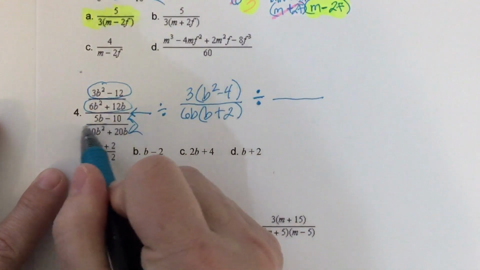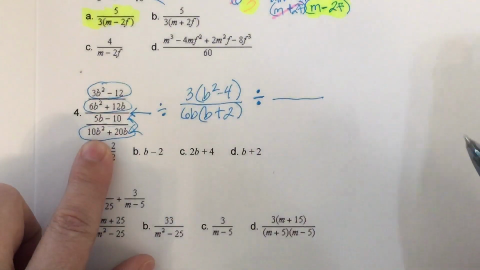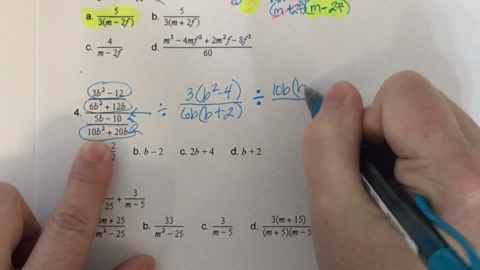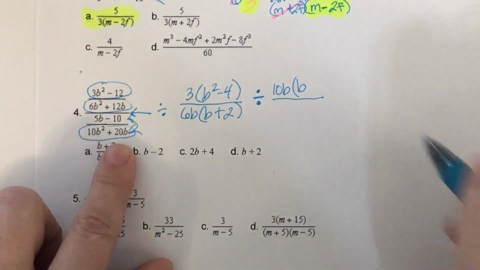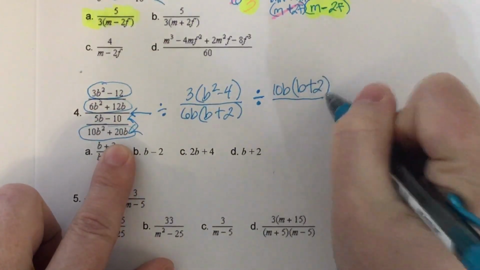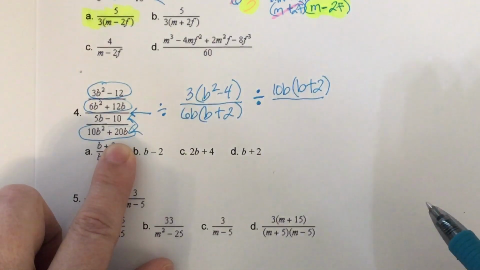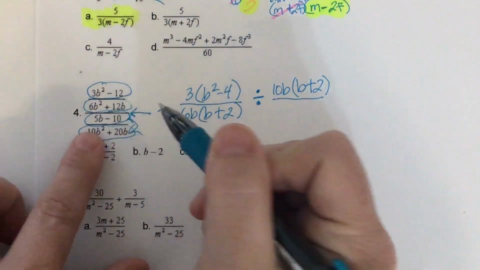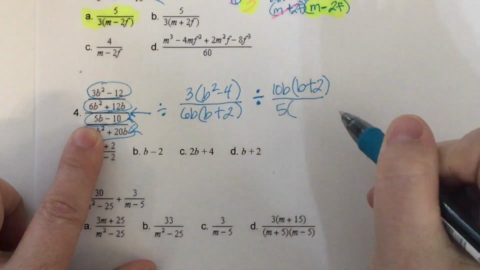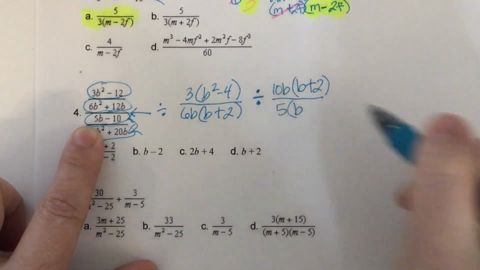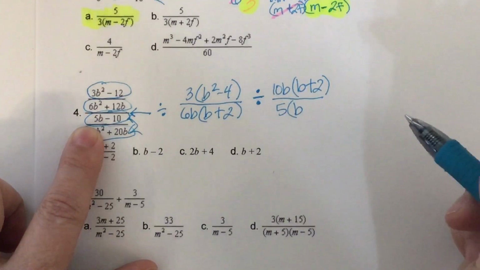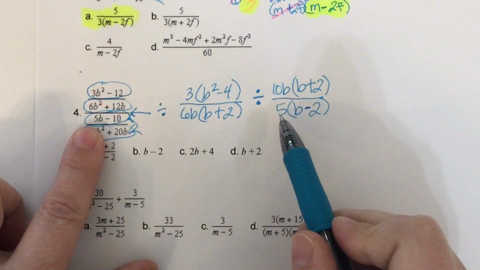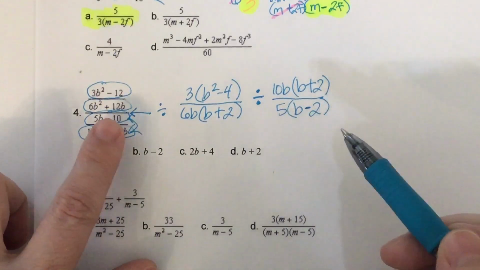So I'm going to look at this first. This has a GCF of a 10b, so I'm going to take that out. 10b times b makes a 10b squared, and 10b times 2 makes your 20b. And then this is going to go down here. So this has a GCF of a 5, so I'm going to take that out. And then b goes inside, because 5 times b is 5b. And negative 2 goes inside, because 5 times negative 2 is negative 10.